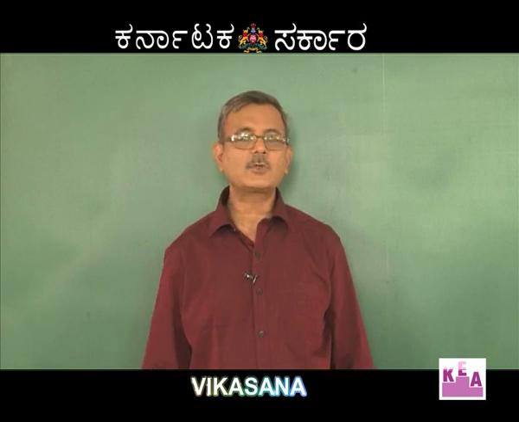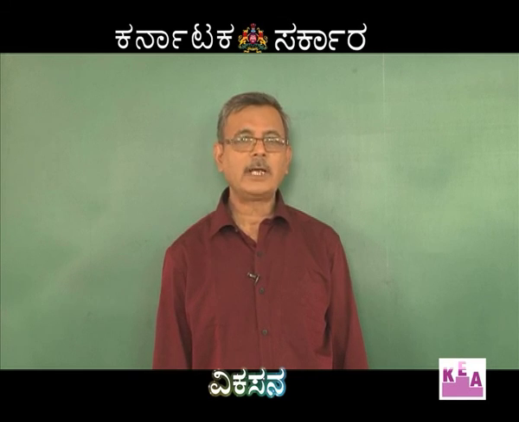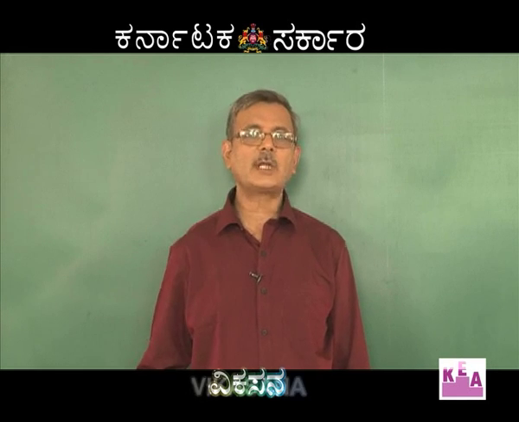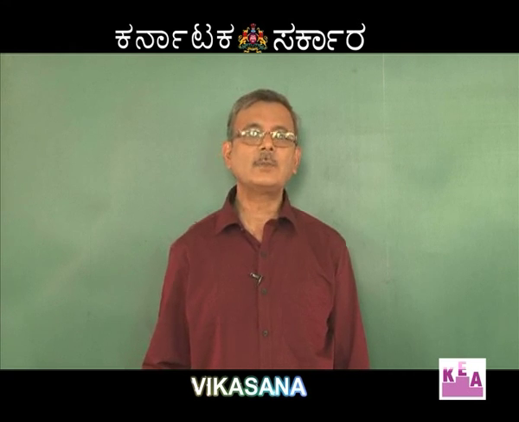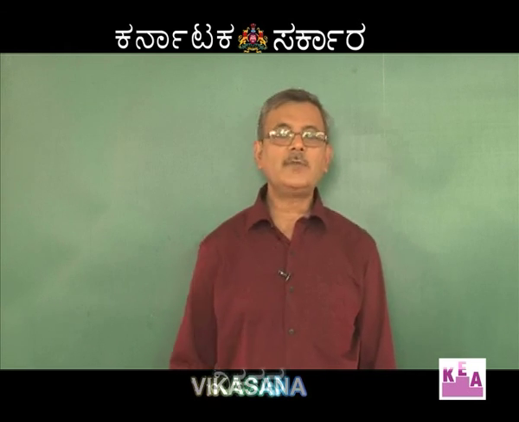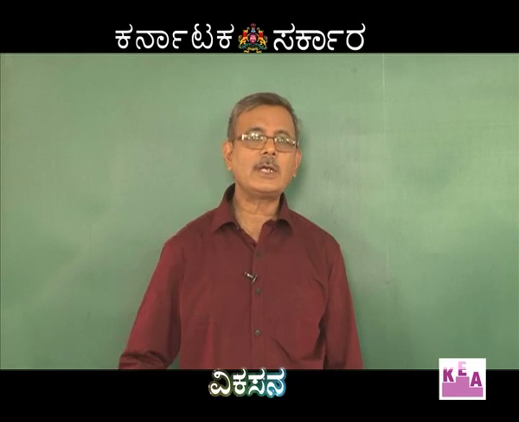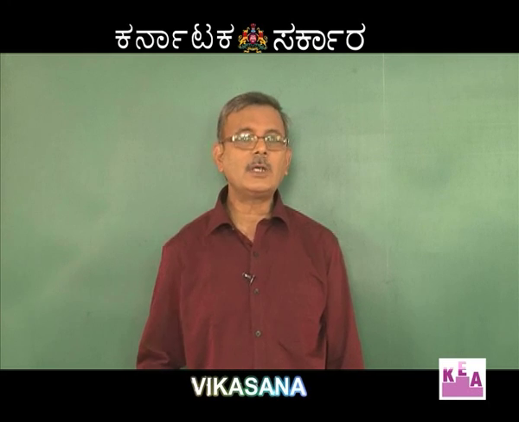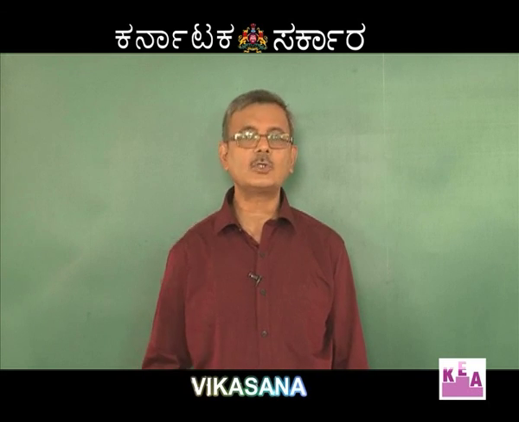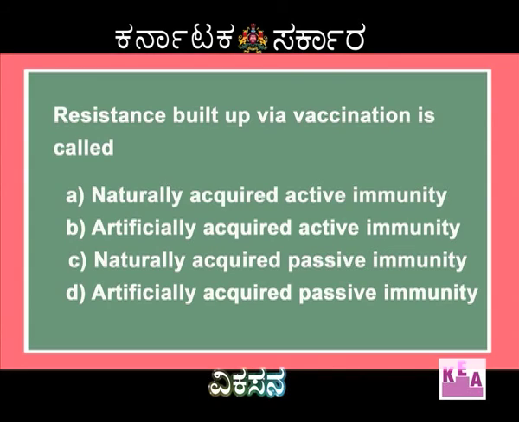In your second PUC, you have studied specific body immunity as two types on the basis of whether the antibodies are produced by the body or received from an outside source. If the antibodies are produced against the antigen by the body itself, we call it active immunity. If the antibodies are obtained from an outside source, we call it passive immunity. So, here we say resistance built up via vaccination.